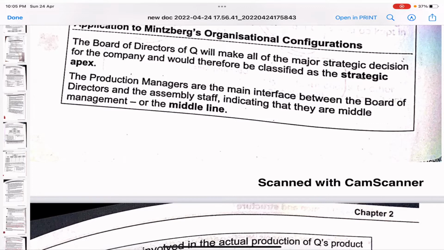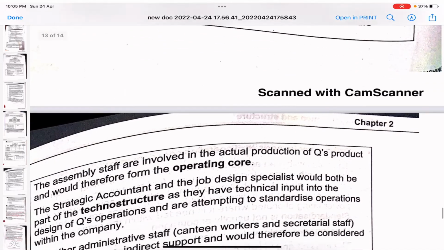The board of directors of Q will make all of the major strategic decisions for the company and would therefore be classified as the strategic apex. The production manager is the main interface between the board of directors and the assembly staff, indicating that they are middle management.